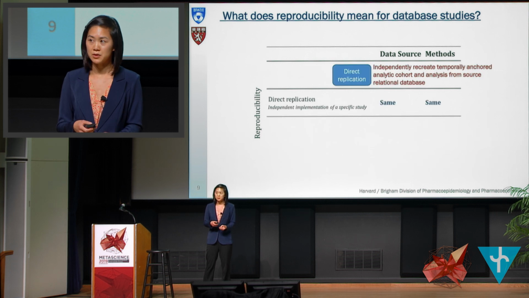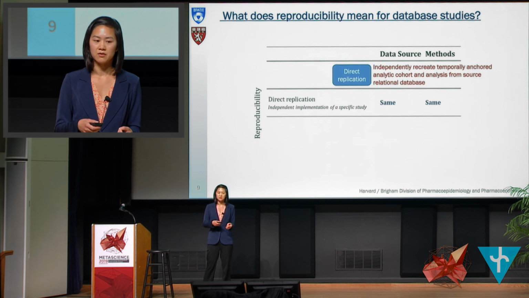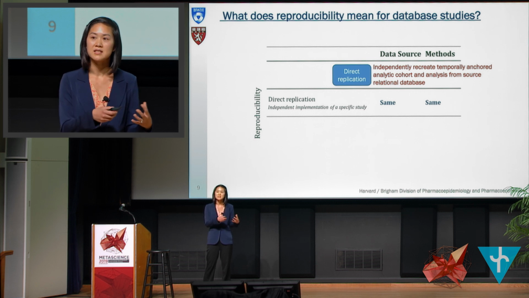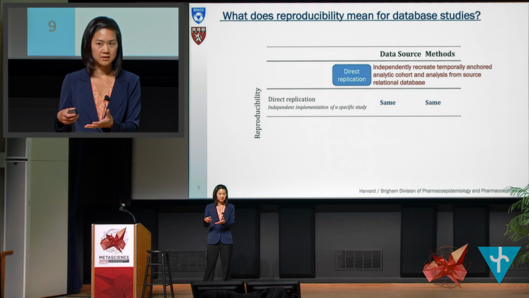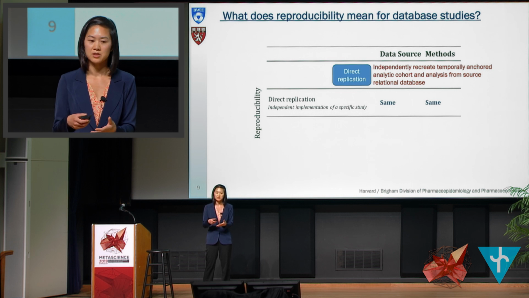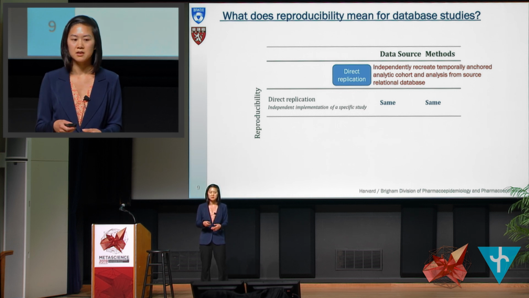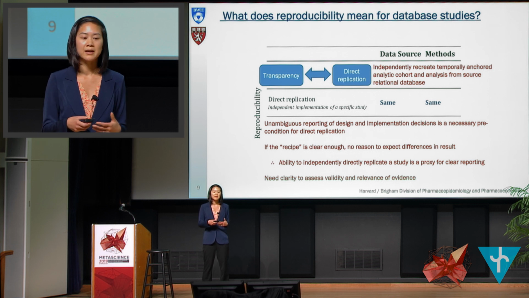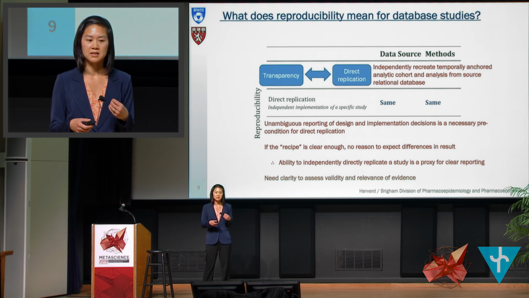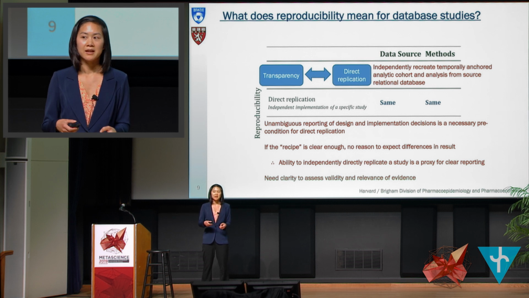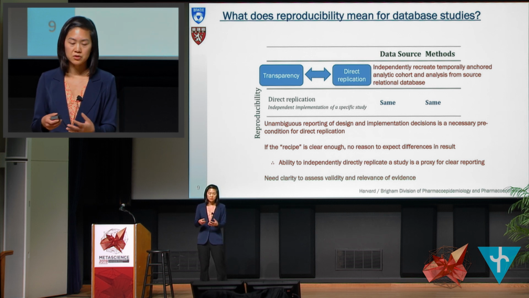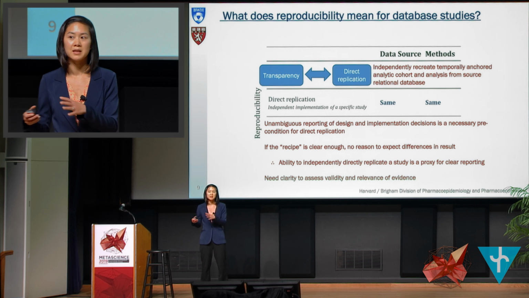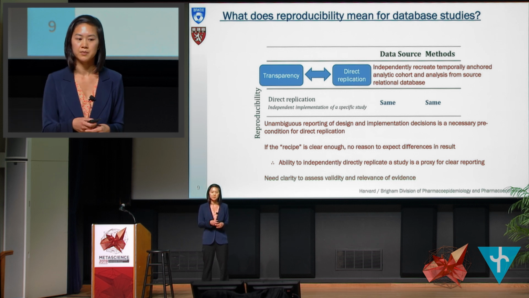The second type of reproducibility is direct replication, involving the ability to independently implement a specific study using the same data source to recreate that same analytic data population and apply the same methods. And this is an important type of reproducibility because it requires unambiguous reporting about the design and implementation decisions. And if the recipe provided is clear enough, there's no reason to expect a difference in result from an independent implementation of the same study.